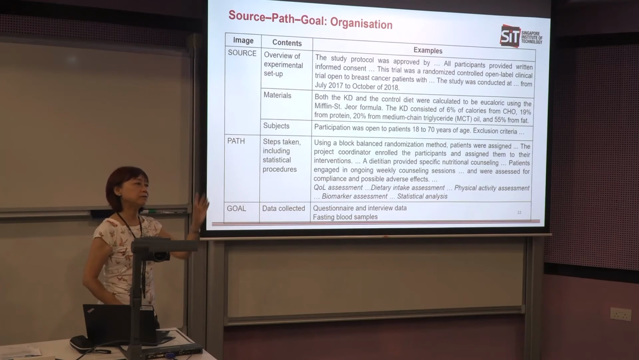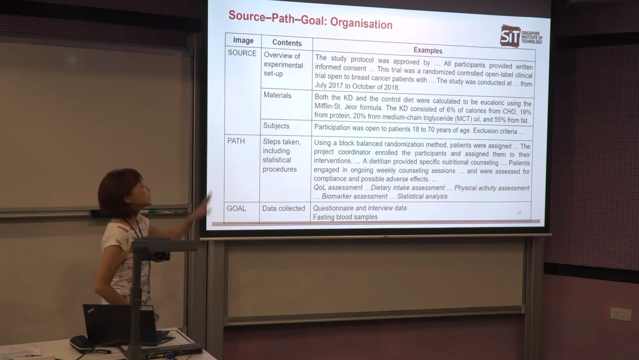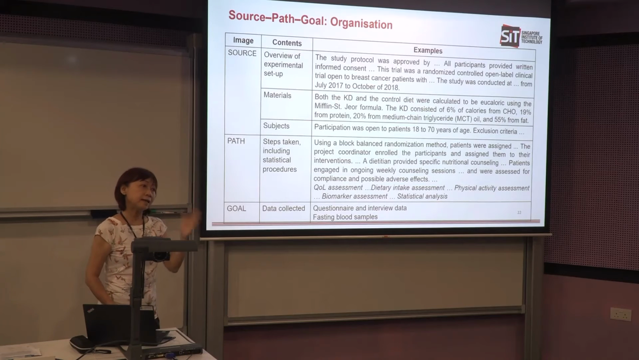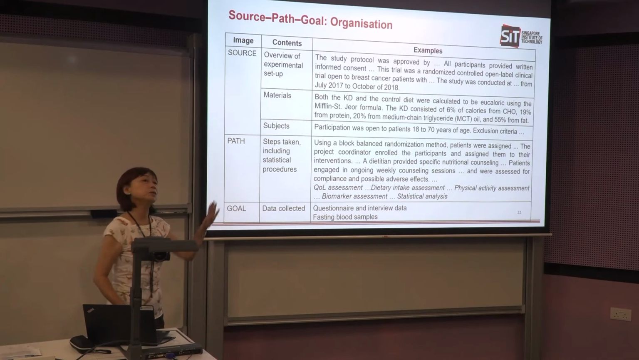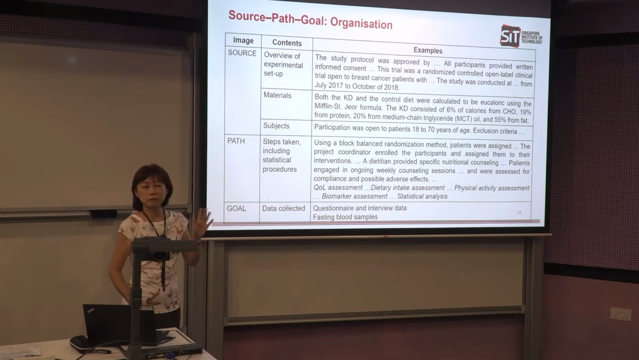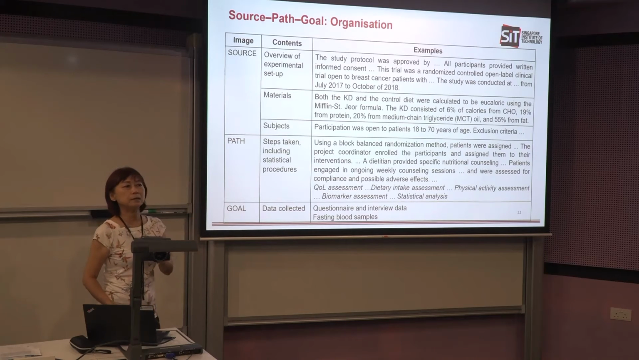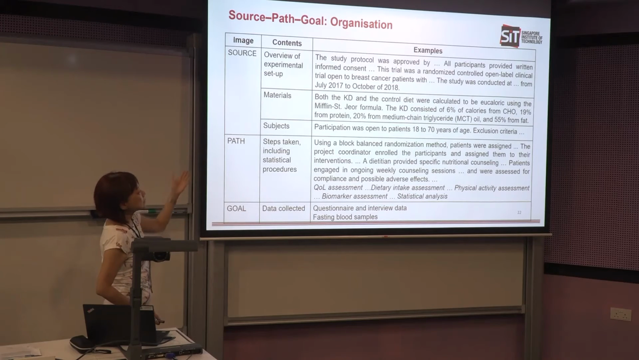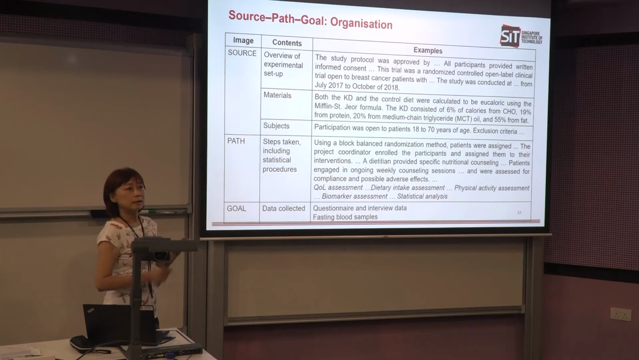So all your 5 WH questions are more or less answered there. And then there will be some information about the materials. If it's a test that's used or some equipment that's used, you can also see it there. Or maybe even variables, like your dependent and independent variables, they'll be mentioned here. So in this study, this is the one where they talked a little bit about the KD, what is included in the KD, the ketogenic diet, consists of this, this, and this.